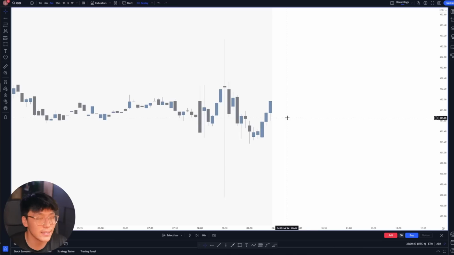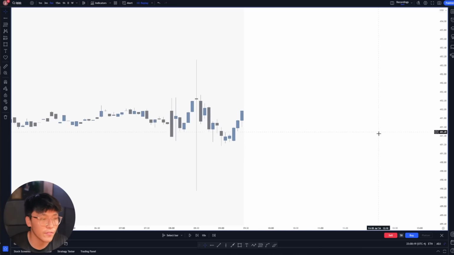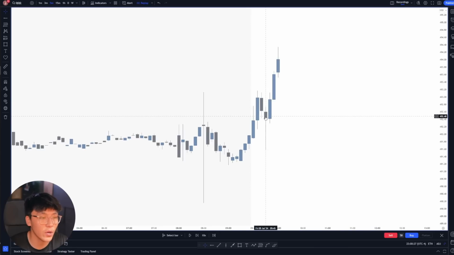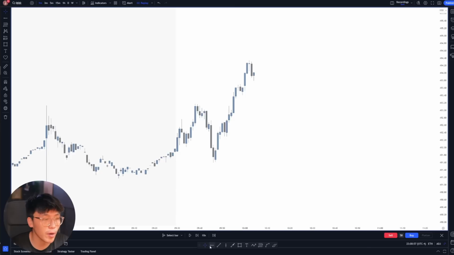And we're going to be doing the exact same thing as we usually do, and we're going to be waiting for the first 30 minutes to play out. So you can see we have the first 30 minutes played out, and now we're going to be marking out key levels on the higher time frames. So right here, we're going to be marking out key levels.